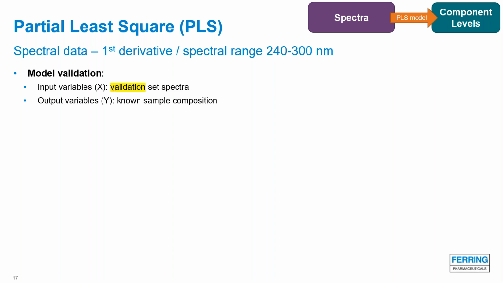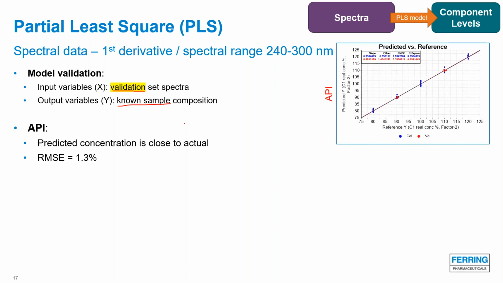the input variable will not change. These are the validation set spectra, and we know the composition of these samples, and we will compare prediction to the actual values. This is what we get for the API. We have slightly improved the model. So excluding the outlier from the calibration set has slightly improved the RMSE, so the model error. The validation samples, as we have seen previously, are very close between predicted and actual value.